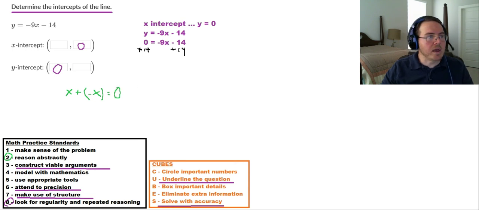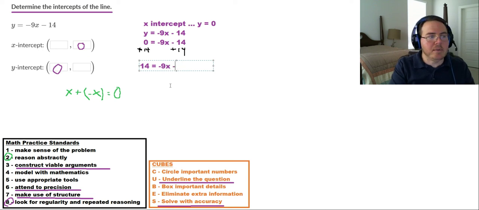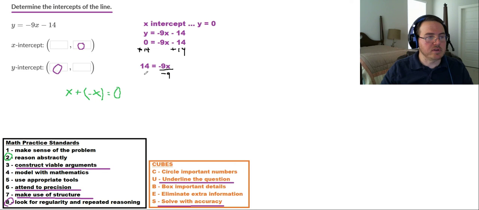So now what do we have? Okay, so 0, that'd be 14, equals negative 9x minus 0. But you know what? I'm too lazy. I'm not even bothered writing that. So I just got 14 equals negative 9x. So now what I've got to do is some inverse operations where I'm going to divide by negative 9. And the reason I'm doing this is another abstract reasoning point that I'll make in just a minute.